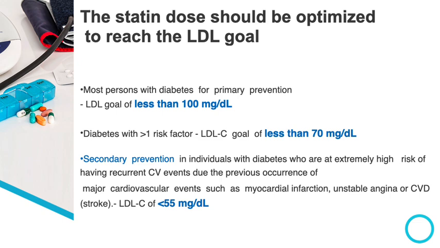Among diabetic patients with more than one risk factor, the LDL cholesterol goal should be less than 70 milligrams per deciliter. However, for secondary prevention, meaning those patients who had an event prior, in these individuals who are diabetic and are extremely high risk of having recurrent cardiovascular events due to previous occurrence of major cardiovascular events such as MI, unstable angina, or stroke, the LDL cholesterol target should be much lower at less than 55 milligrams per deciliter.